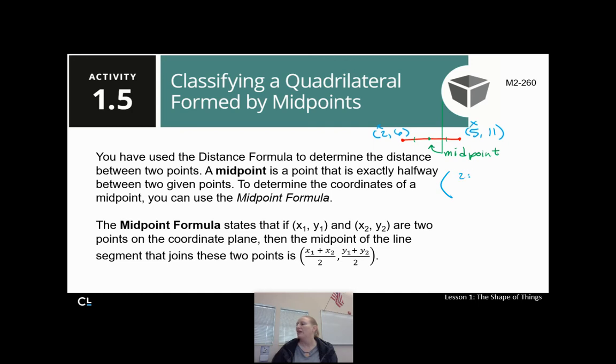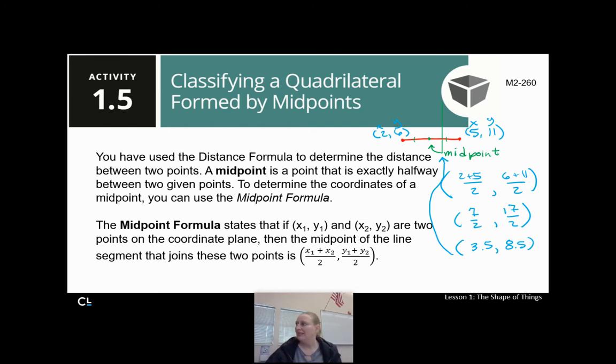Then if I want to find the midpoint, all I have to do is add my x coordinates together, 2 plus 5, and divide by 2, which gives me my new x coordinate. For my new y coordinate, I would add my y coordinates together, 6 plus 11, and divide by 2. Of course, 2 plus 5 is 7, and 6 plus 11 is 17. You could leave it as a fraction, simplify if possible, or write it as a decimal. 7 divided by 2 is 3.5, and 17 divided by 2 is 8.5. These would be the coordinates for my midpoint.